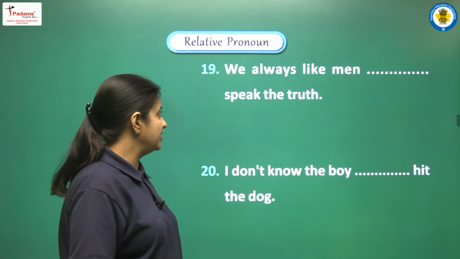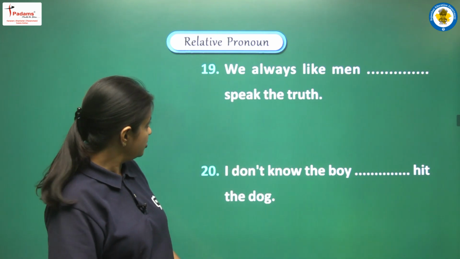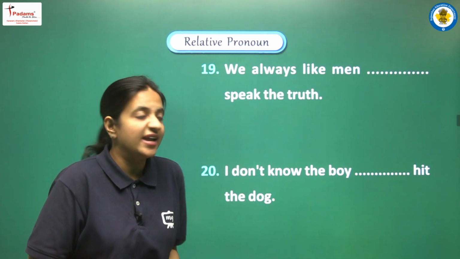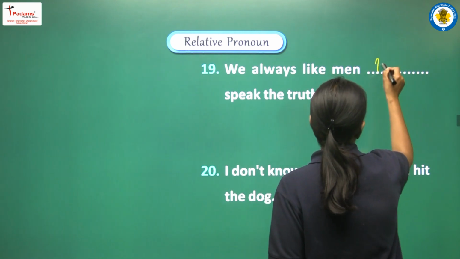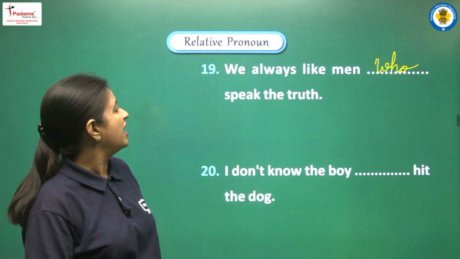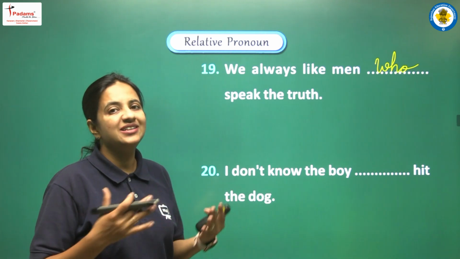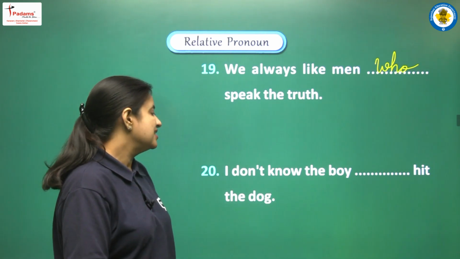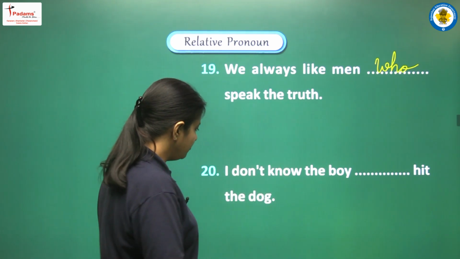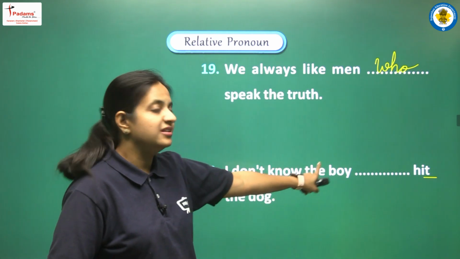Moving on, next sentence, we always like men speak the truth. Okay, so here we are saying that we always like men. So हम हमेशा उन्हीं persons को like करते हैं who speak the truth, right? So here we are using who as the relative pronoun, and the complete sentence will be: we always like men who speak the truth. Next sentence, I don't know the boy, hit the dog. Okay, so here we are having hit as our action verb, and who was hitting? The boy was hitting.